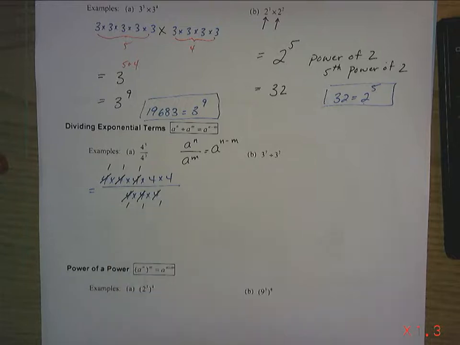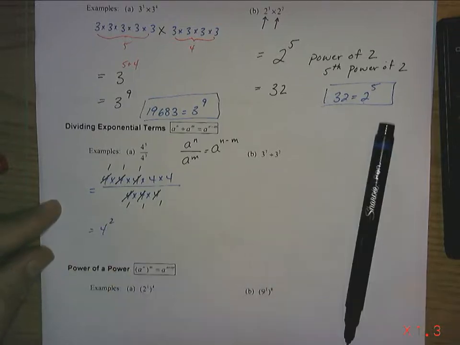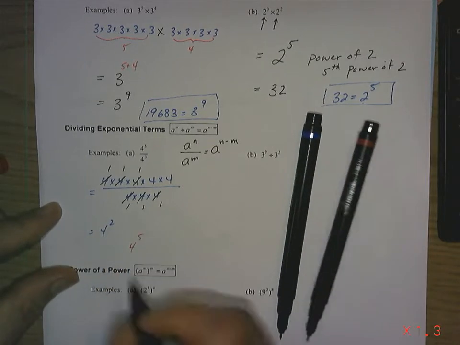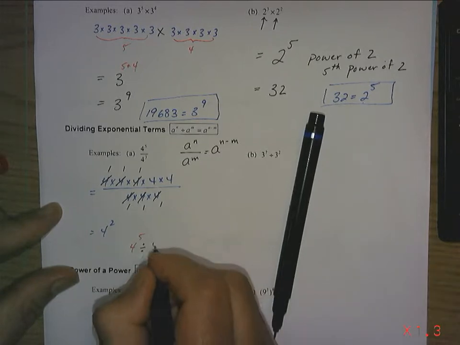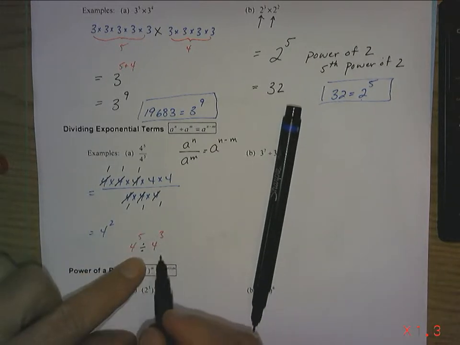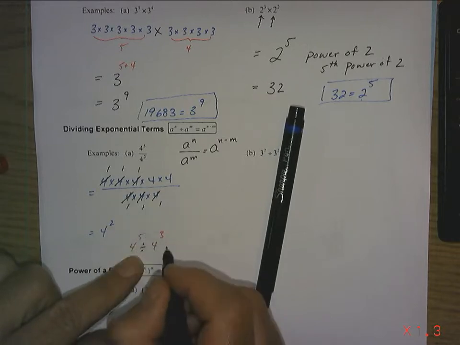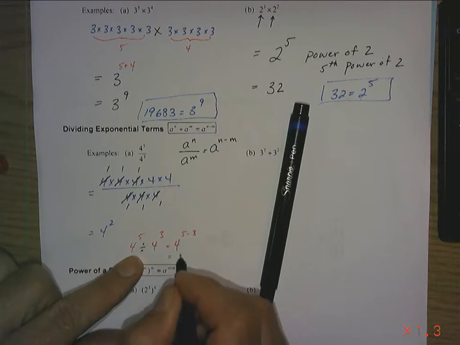4 to the 2. So what we actually have here is we started with 4 to the 5 and we divided it by 4 to the 3, which means that I had 5 4s on top, 3 4s on the bottom. Where are there going to be more 4s? So when I subtract them, where there's going to be more, 2 of them on top. So that's going to leave us with 5 minus 3, 4 to the 2.